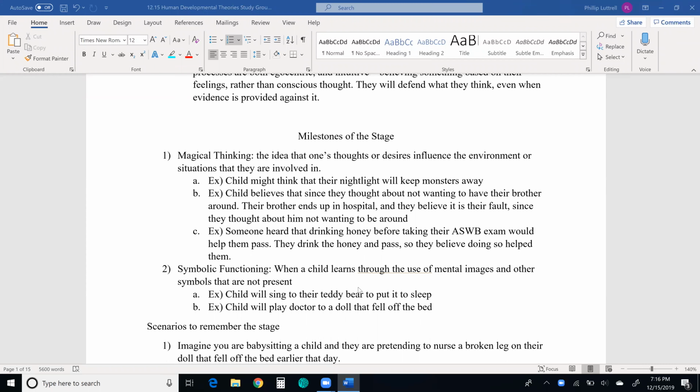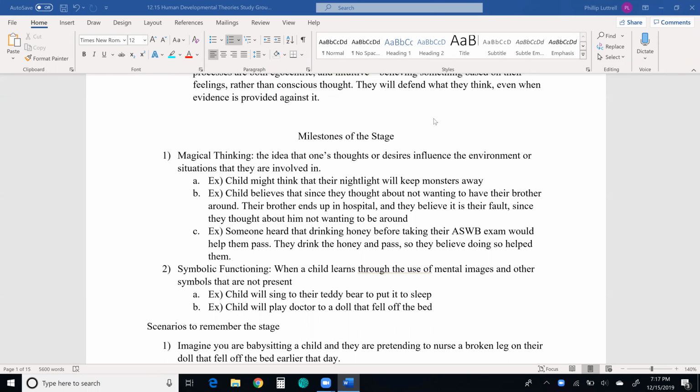Another example, a child believes that since they thought about not wanting to have their brother around, their brother ends up in the hospital and they believe it is their fault since they thought about not wanting to have him around. Again, not connected at all, but they still believe in that situation. Another example, someone heard that drinking honey before taking their ASWB exam would help them pass. So they drink honey and pass, so they believed it helped them do so. Again, two things that are not connected at all, but people like to associate because it feels right and people like to be right. So they tag special things onto it.